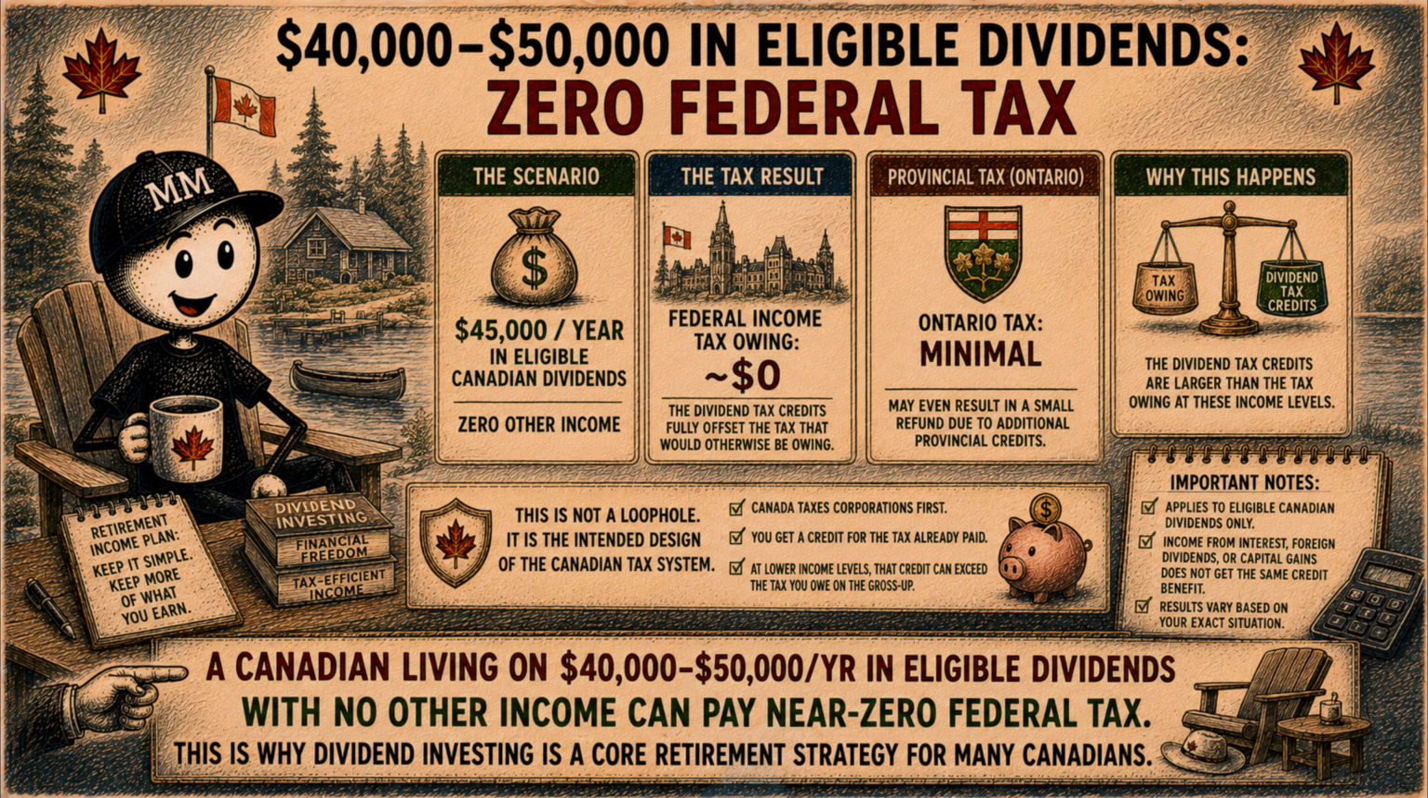This is not a tax shelter. It is not aggressive planning. It is the intended design of the Canadian tax system, built specifically to prevent double taxation of corporate profits.